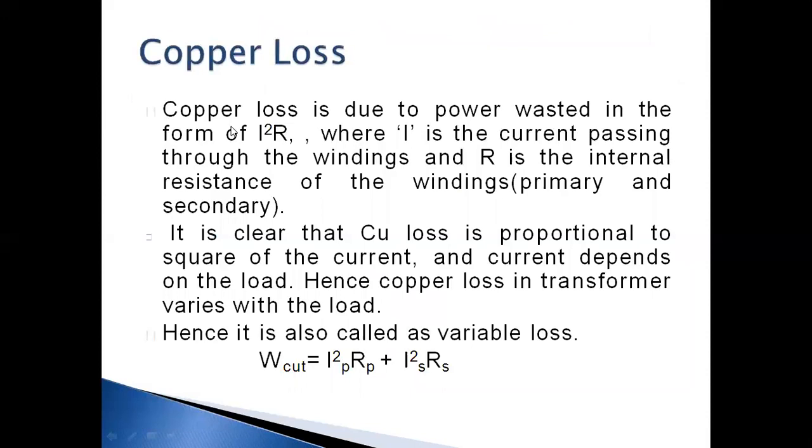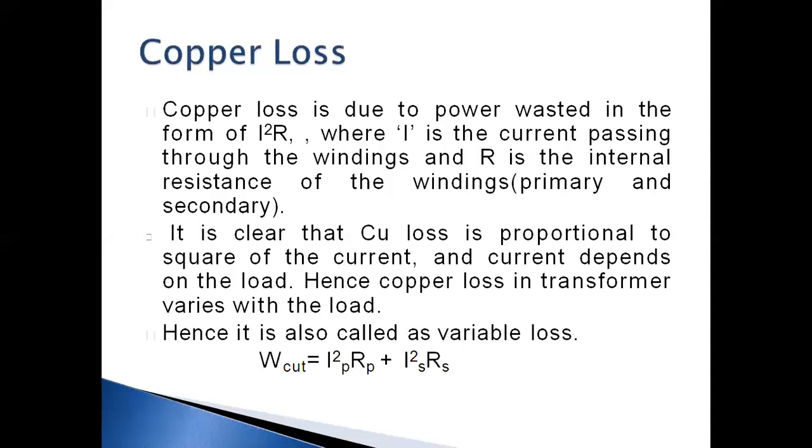So we are starting with copper loss. Copper loss occurs due to the power that is wasted in the form of I square R, where I is the current passing through the windings and R is the internal resistance of the windings, that is the primary and the secondary winding of the transformer. So when current flows through the primary and secondary winding, depending upon their resistance, the I square R loss, the mathematical expression of copper loss, occurs in those windings. It is clear that the copper loss is proportional to the square of the current, I square, and the current depends on the load.